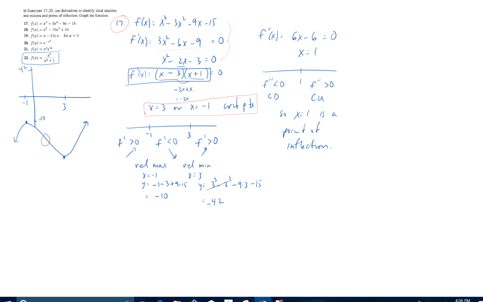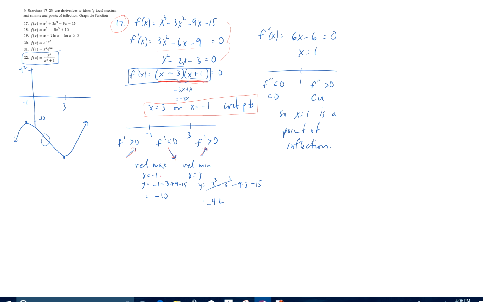Okay, so that's where the derivative is 0. I want to know what happens to the function on both sides of those points, negative 1 and 3. So I plug numbers into the derivative. To the left of negative 1, the derivative is positive, so the function is increasing. Between negative 1 and 3, if I plug 0 in, it's negative, so it's decreasing, and then increasing over here.